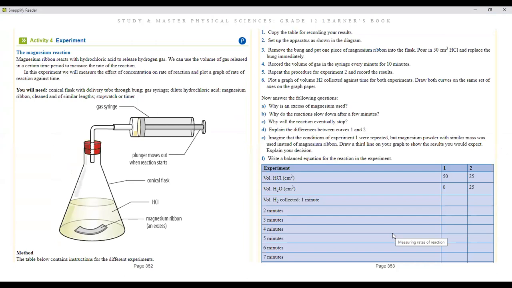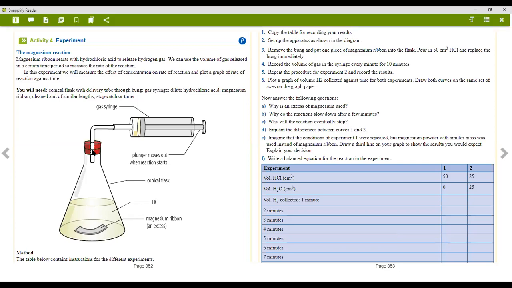Okay, so it says here, the magnesium reaction. Magnesium ribbon reacts with hydrochloric acid to release hydrogen gas. Remember, we spoke about hydrogen gas as our first type of reaction that releases gas. So this is an example that we're going to use. We can use the volume of gas released in a certain time period to measure the rate of the reaction. So in this experiment, we will measure the effect of the concentration on rate of reaction and plot a graph of rate of reaction against time. Remember, we've already explained how that gets to be done.